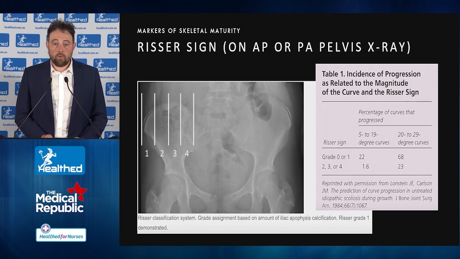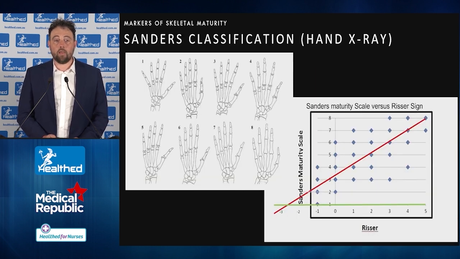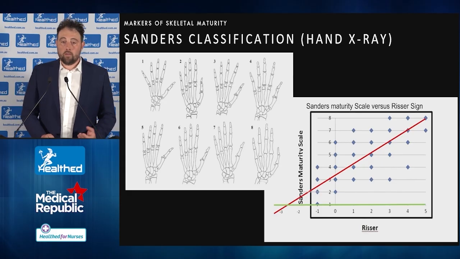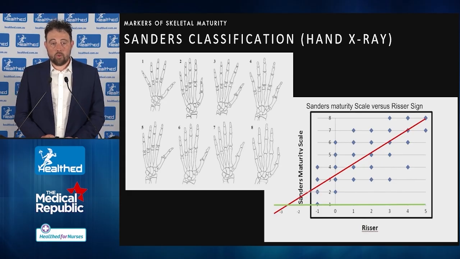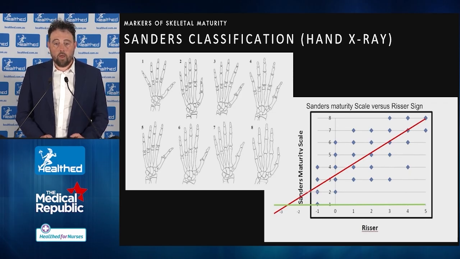This is the historic way we've often measured potential progression and growth remaining, but it is a little inaccurate, and we've moved on in orthopaedic spinal surgical circles really to the Sanders classification on a hand X-ray, which is a bit more accurate. One of the reasons is that the Sanders maturity score can go more into depth about how much growth is left in the Risser 0 category, which is quite a broad category in terms of growth.